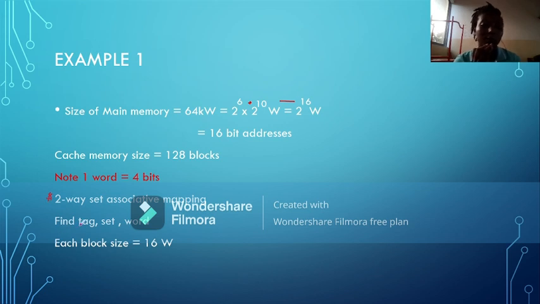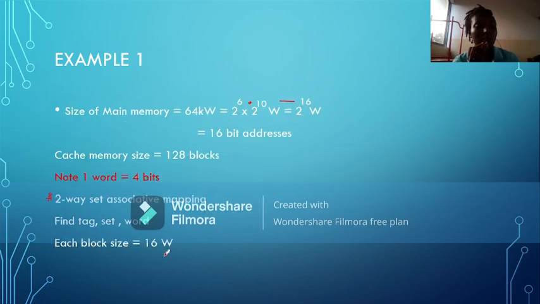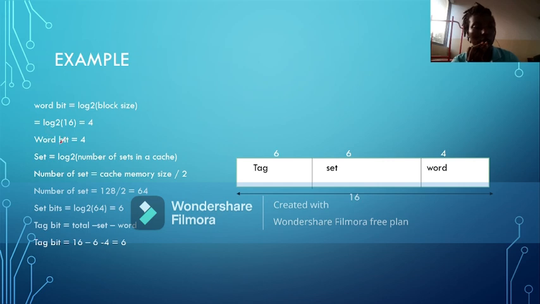So we are told that we are supposed to find the tag, the set, and the word, and each block size contains 16 words. The formula for finding the word bits is log base 2 of the block size. Remember, the block size was given to us as 16 words. So it is log base 2 of 16, and that will give us 4, since 2 to the power 4 is 16. So the power is 4, and that will give us the word bits. That's what we have written over here.